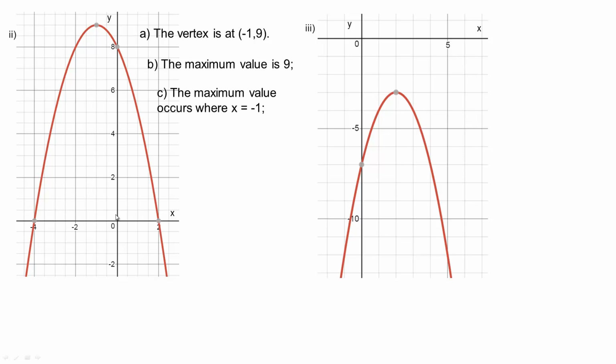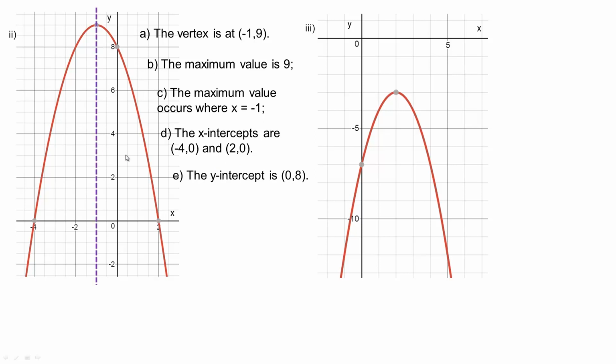The x-intercepts are these 2 points right here and here. So they would be at negative 4, 0 and 2, 0. The y-intercept is this point right here, so that would be the point 0, 8. And the axis of symmetry would be this line here. So it goes through -1 on the x-axis, or the x-coordinate of the vertex is -1. So the equation of the axis of symmetry is x equals -1.